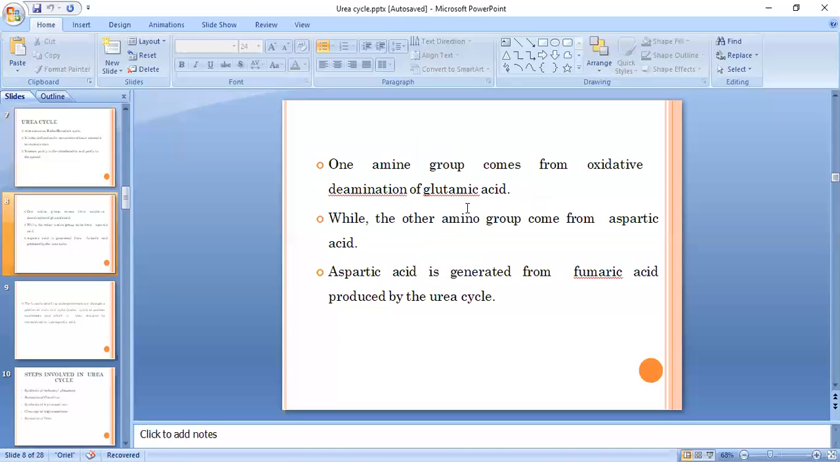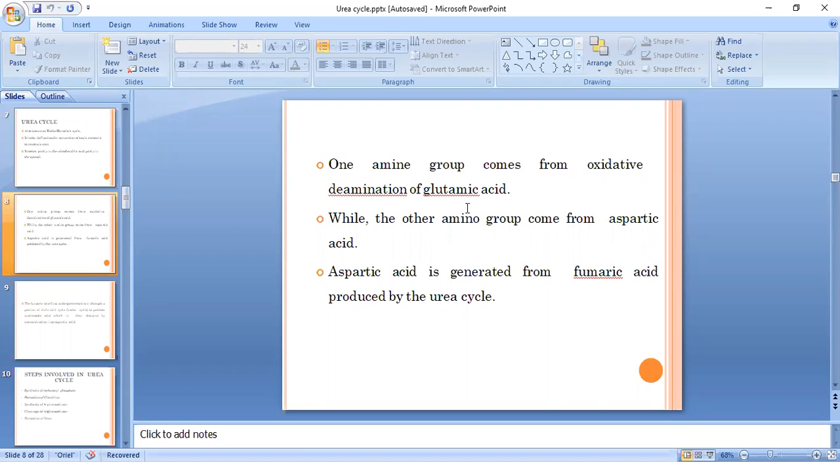And since the structure contains two amino groups, one amino group comes from the oxidative deamination of glutamic acid, and the other amino group is from the aspartic acid. So what happens to this aspartic acid? This aspartic acid is mainly produced from the fumaric acid, which is given in the urea cycle.